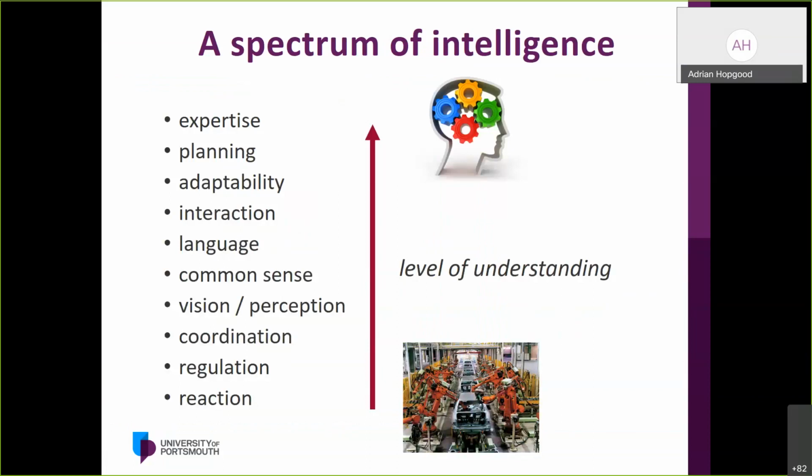So I think, broadly speaking, you can draw a spectrum of intelligent behaviours, where I've drawn a spectrum representing increasing levels of understanding. So at the very low levels, we have machines that can control reactions and regulation and coordination. And we've had examples of that since the 1970s with automated assembly plants, as you can see in that picture there.